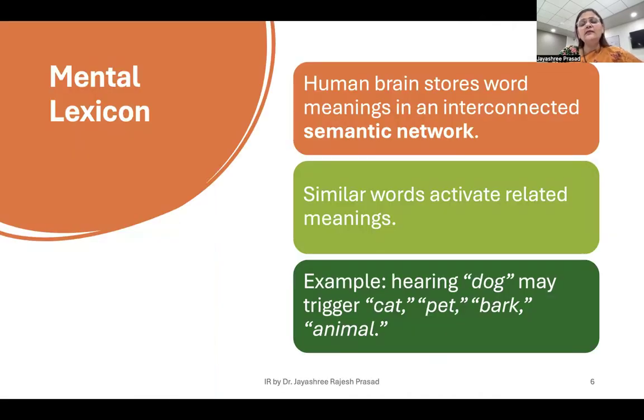So let's see the mental lexicon. Our brain doesn't store words in isolation. It organizes them in a web of related meanings, which is called the mental lexicon. When we hear the word dog, our mind instantly activates related concepts like cat, bark, pet, or animal. And this interconnected network helps us process language almost instantly.